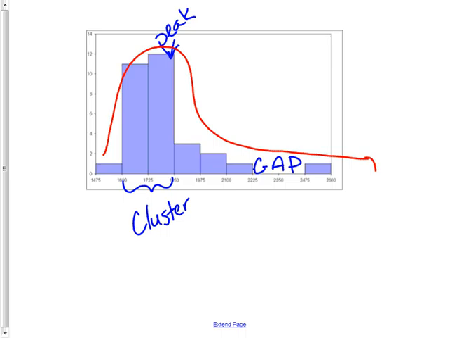Hopefully this has given you an idea of graphs and sort of what the shapes are, what they look like, and how to describe them.